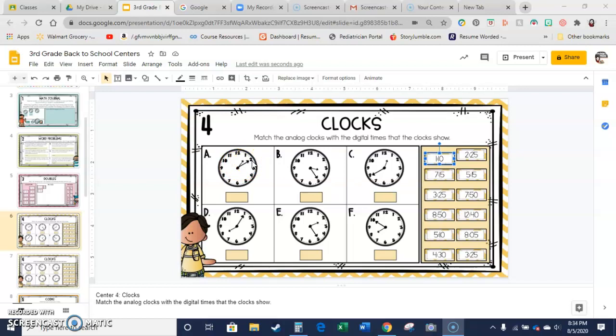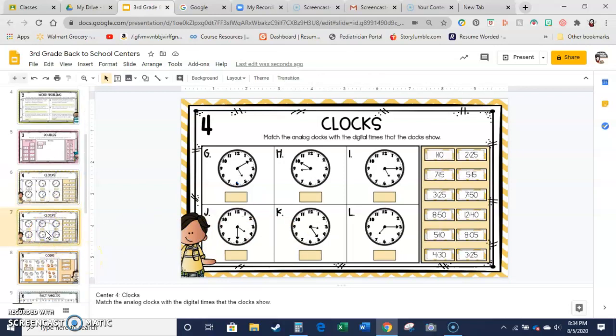If I count by 5s, I can figure out how many minutes past 1 it is. Starting at 1, I count by 5s. 5, 10. So it is 10 minutes past 1. I come over here to the digital time and it's already highlighted. Bring it over to underneath my clock and put it in place. Now see if you can figure out the rest of the times shown. Slide 6 and 7 are both clocks.